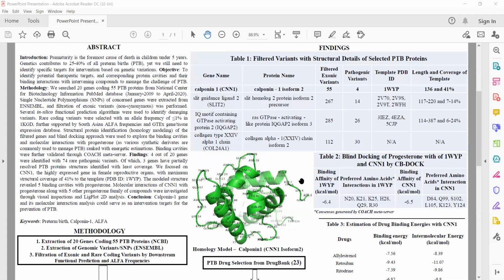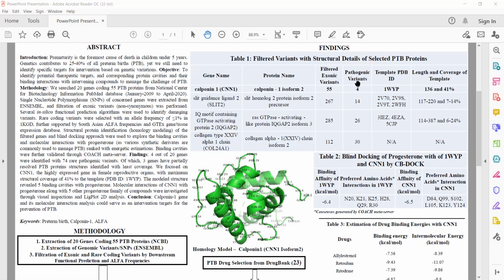Okay. So as you can see, in CNN1 we filtered exonic variants 55. Silhouette, we have a lot of genetic variants, 267. And in IQ gap 2 we have 25, and collagen has 112.